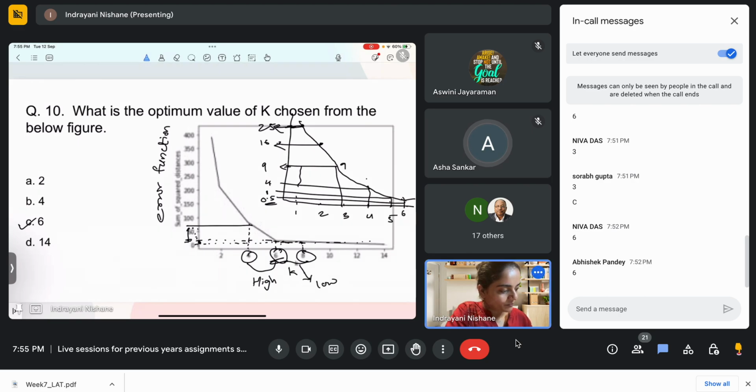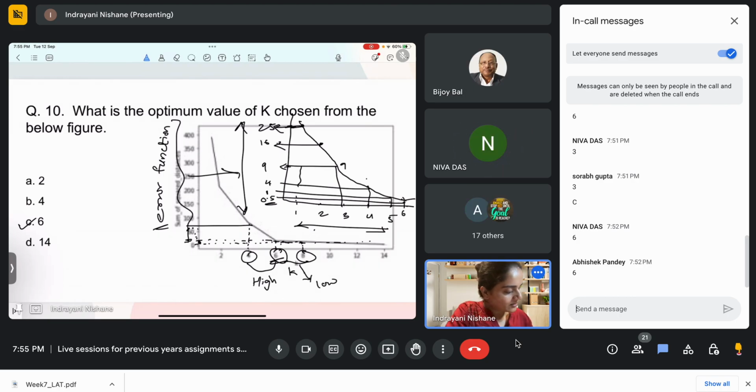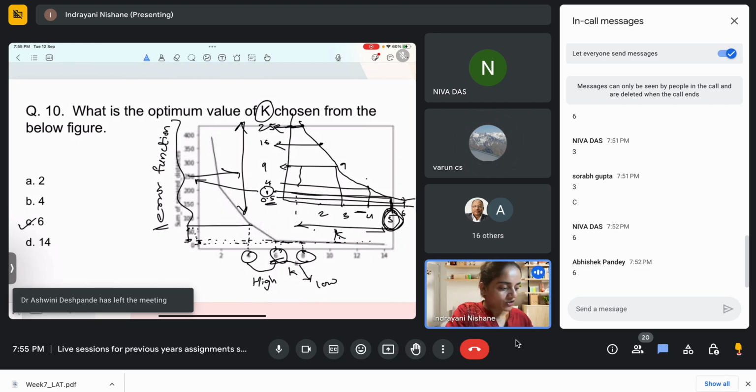We will not consider 0.5 because 0.5 is a y value. We should consider what is on the x-axis. The y-axis has the error function or sum of squared distance, and the x-axis is the number of k. So the k value should be from the x-axis. Even 1 is a y value, so we go for the corresponding x-axis value. The x value corresponding to 1 is 5. That is our answer. So you have understood the concept.